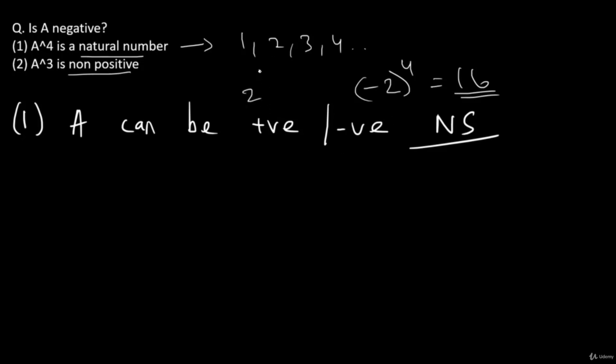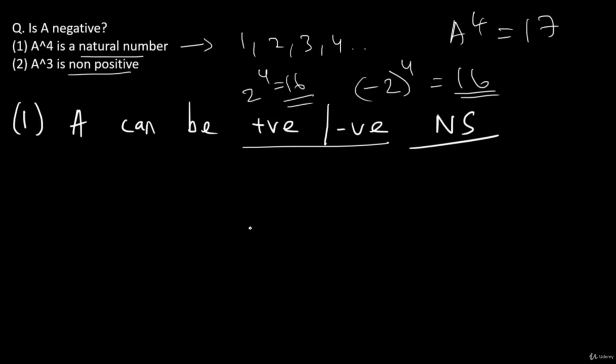Similarly, 2 to the power 4 is also equal to 16. So a can be positive also. Now, a to the power 4 could be equal to 17 also. 17 is also a natural number. So a is not necessarily a natural number, but that's not what is asked in the question. So we can see that a can be positive or negative.